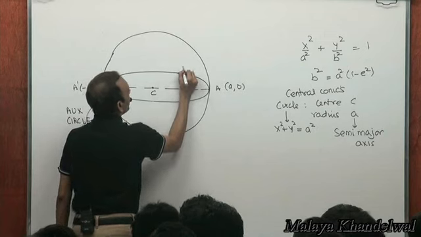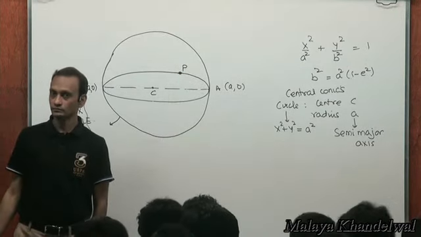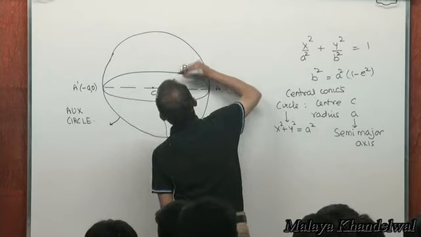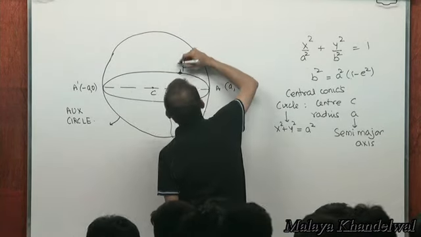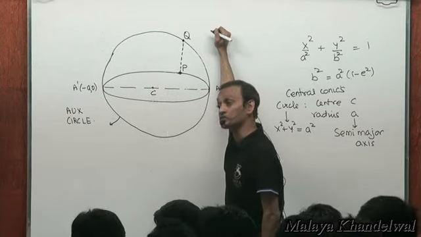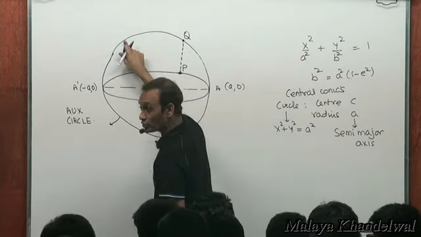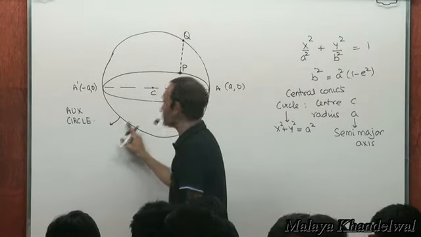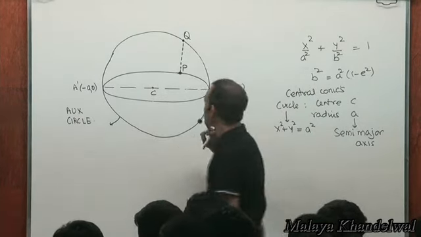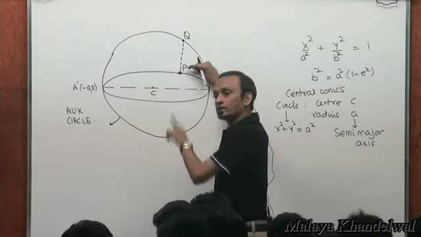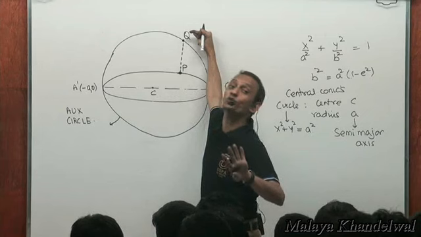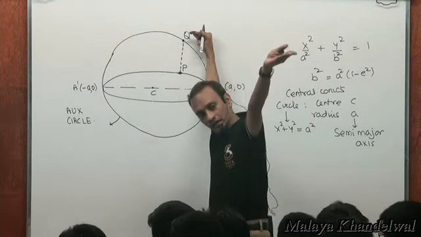Now, if I take any point P on the ellipse, let's say if a point is taken on this part of the ellipse, then it would get mapped to a certain point Q on this part of the circle. If a point is taken here, it would get mapped to a point on the circle here. If a point is taken here, it would get mapped to a certain point here. Yes or no? Right? So every point on the ellipse, we choose to map to a unique point on this auxiliary circle. There would be a one-to-one correspondence between points on the ellipse and points on the circle, right?